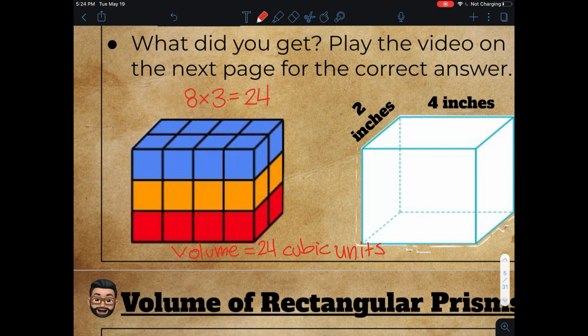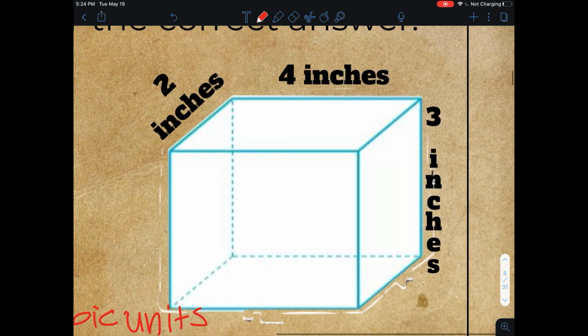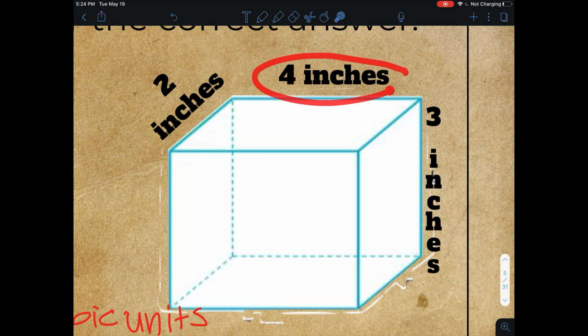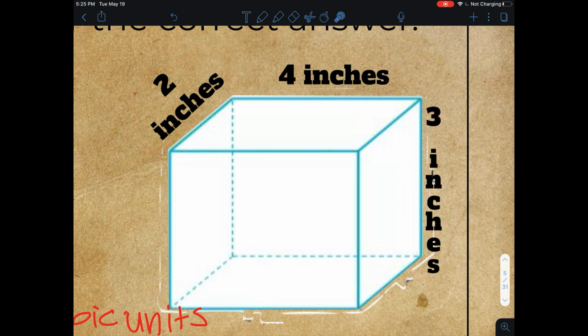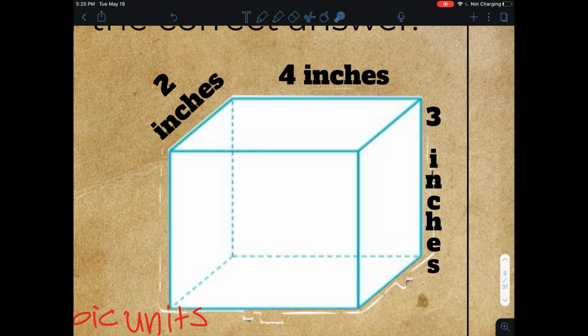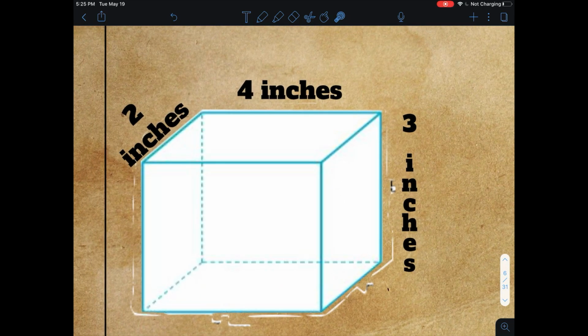There we go. Now this week, if you look at this figure on the right side, it almost looks the same, except this time it's not made of unit cubes. You'll see here it's labeled, and instead of thinking of this as unit cubes, we measured the length, the width, and the height with standard units of measurement. So this is 4 inches, this is 2 inches, and this is 3 inches. To figure out the volume of this shape, we do exactly the same thing, except this time we're multiplying those standard units of measurement.